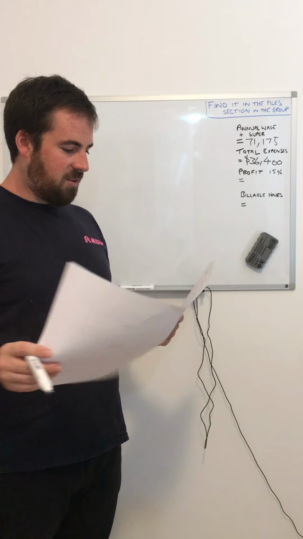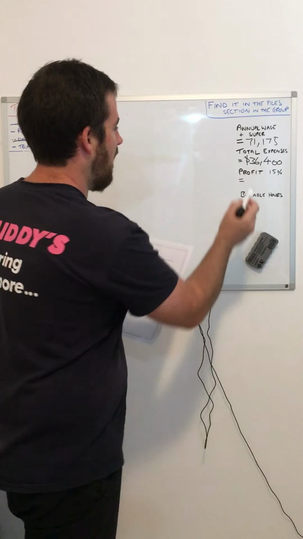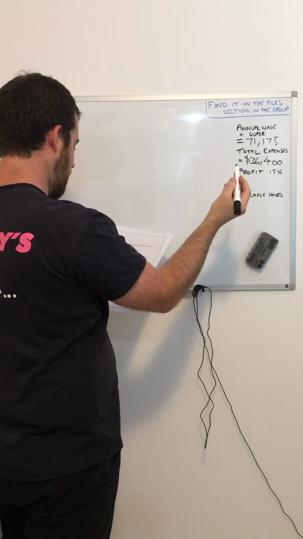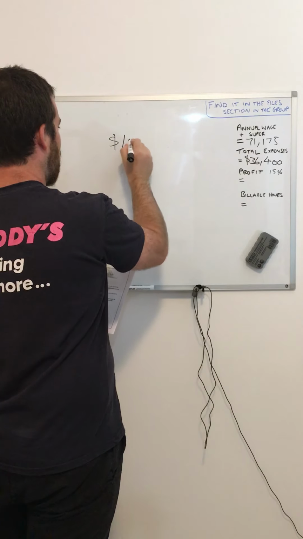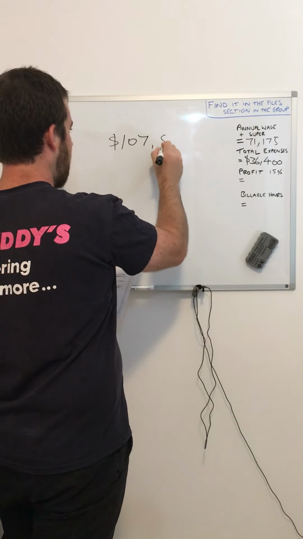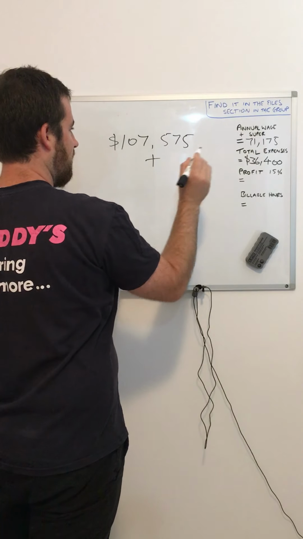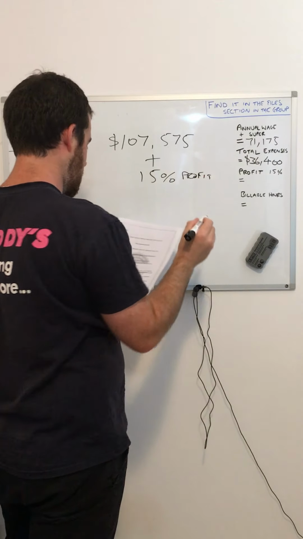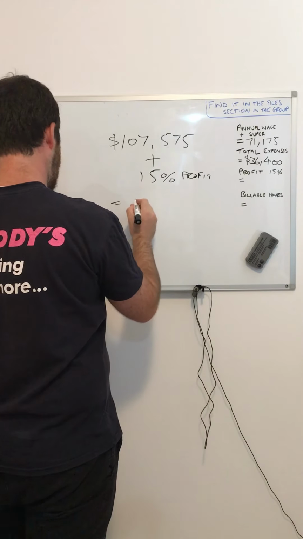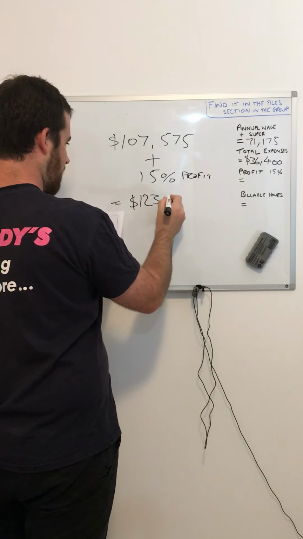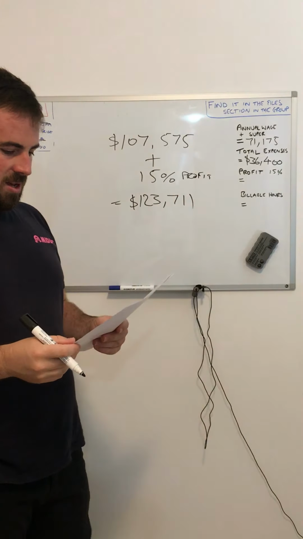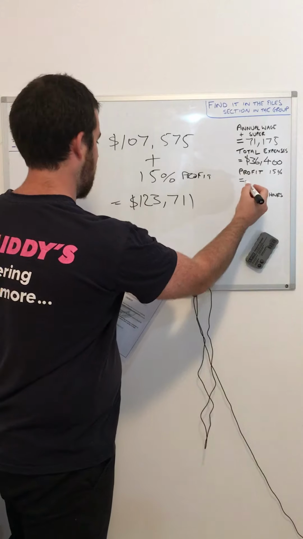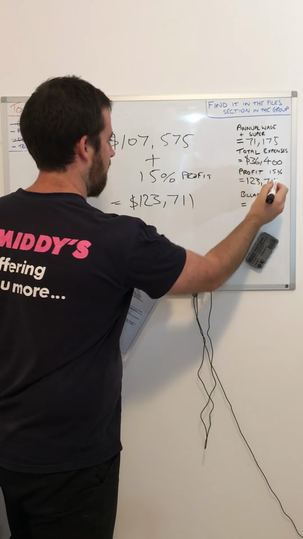So all we have to do there is add our annual wage and super plus total expenses together, which equals 107,575 plus, for our example, 15% profit, and that gives us a total of 123,711. Okay, so that's our total. Next up, I'll just add the total in here, 123,711.